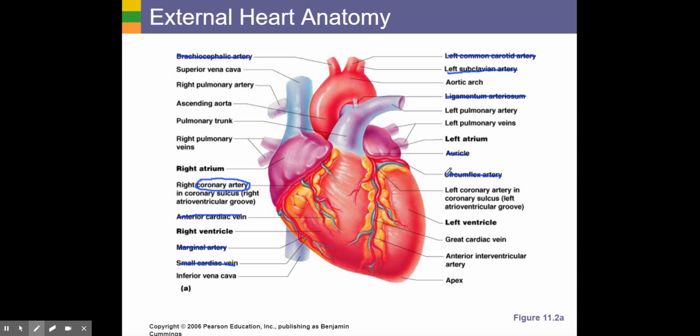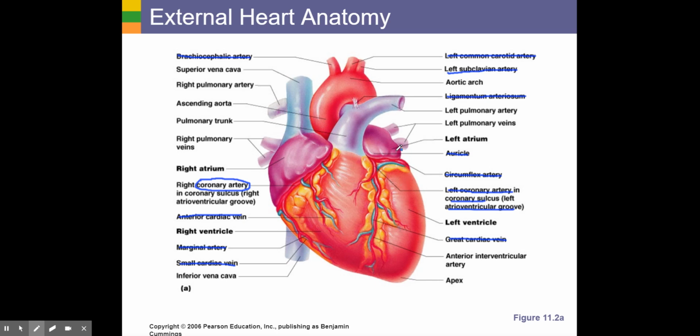I'm going to take out the circumflex artery. We don't really need to know that specifically. And then we can take out the coronary side over here as well. We just need to know specifically that those are coronary arteries. Okay. Next thing we need then is obviously the lower chamber, which is the left ventricle. All right. The great cardiac vein, we can kind of take that one out.